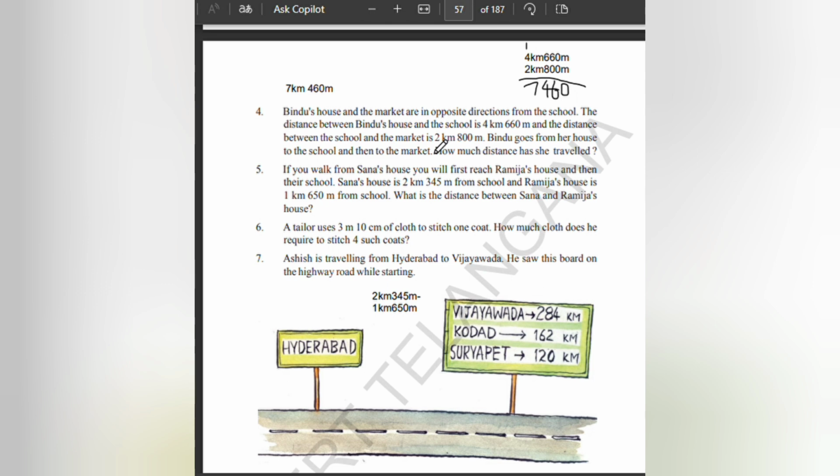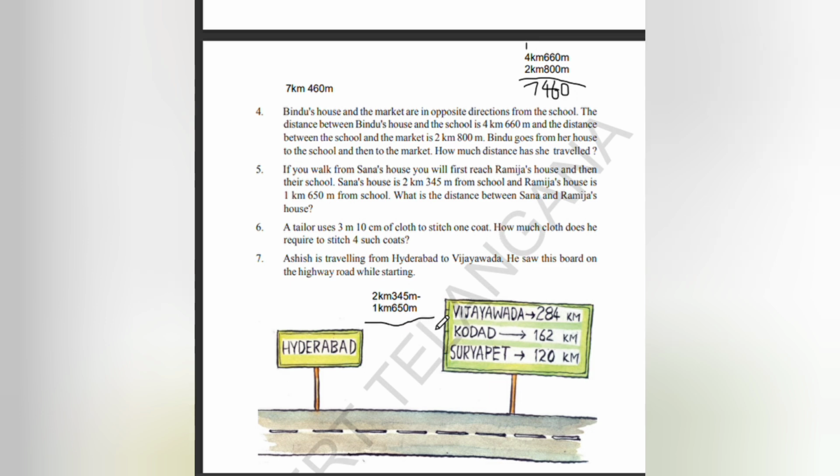In one direction, 5 minus 0, 5. 4 minus 5 not possible. 14, 13, 12, 11, 10, 9. 9 we can write here.